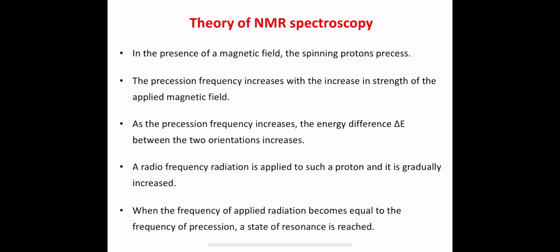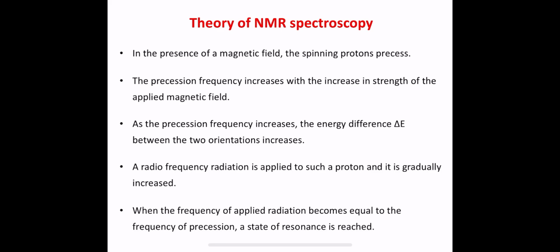The nuclei behave like this. A radio frequency radiation is applied to such a proton and it is gradually increased. When the frequency of the applied radiation becomes equal to the frequency of the precession, a state of resonance is reached. At this moment, the protons in the lower energy state absorb energy and change their orientation to the higher energy state. Okay, so the nuclei absorb energy and change their orientation. It will get flipped. So that is why this is called flipping of protons.